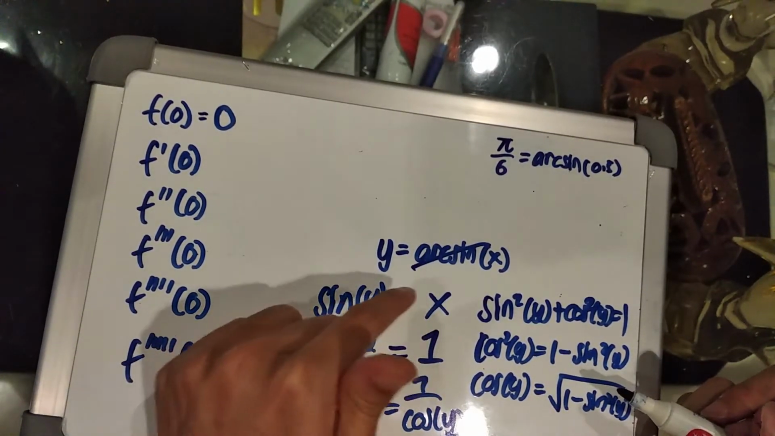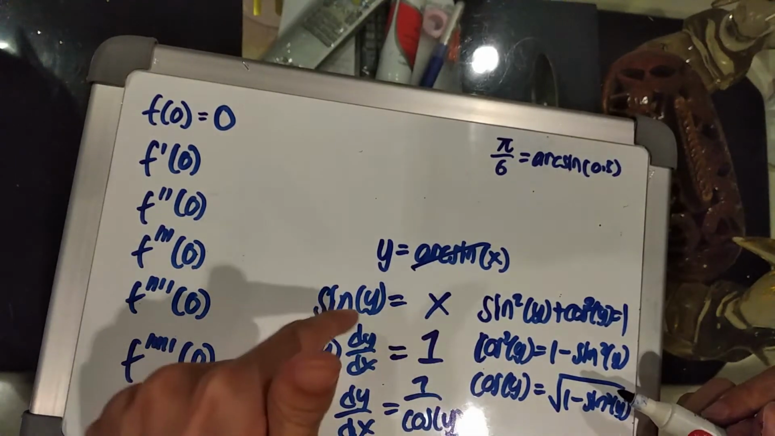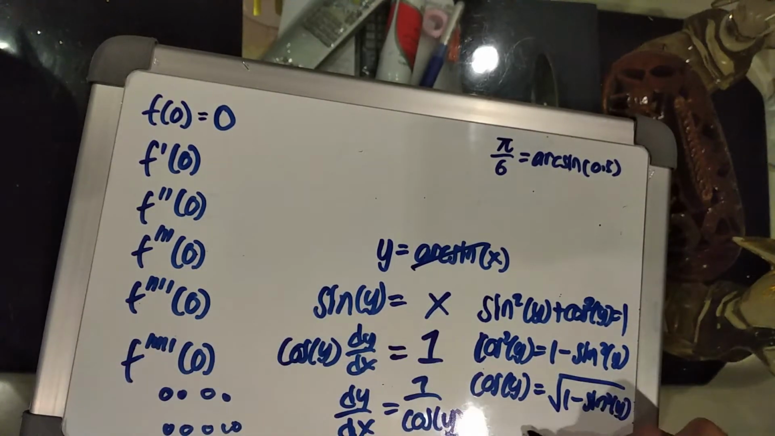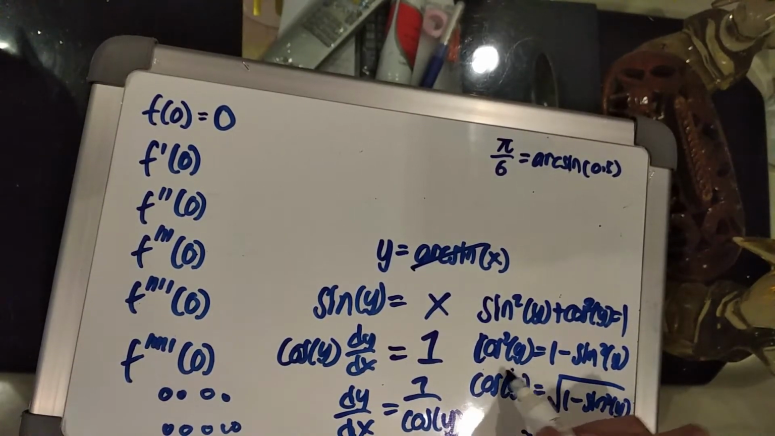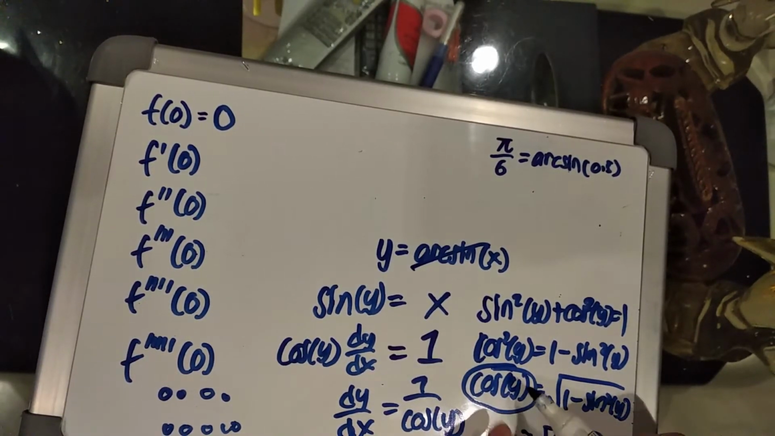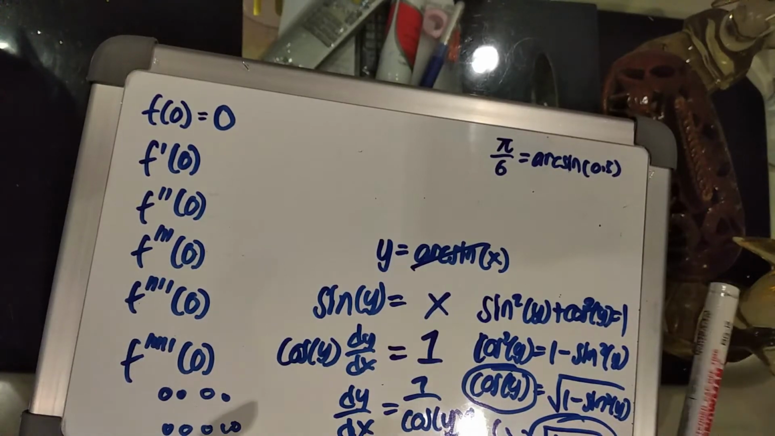Now, sine of y is equal to x, so sine squared of y is equal to x squared. And we can write this as 1 minus x squared. So you can plug in this value for cosine of y, which is exactly equivalent to the square root of 1 minus x squared. You can put that into here.